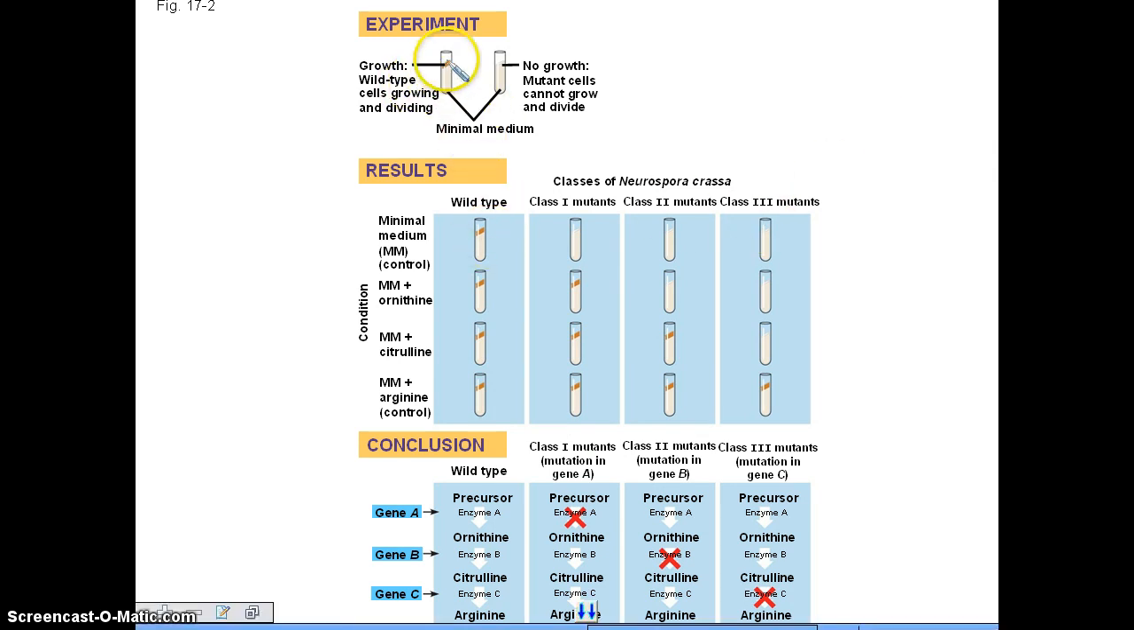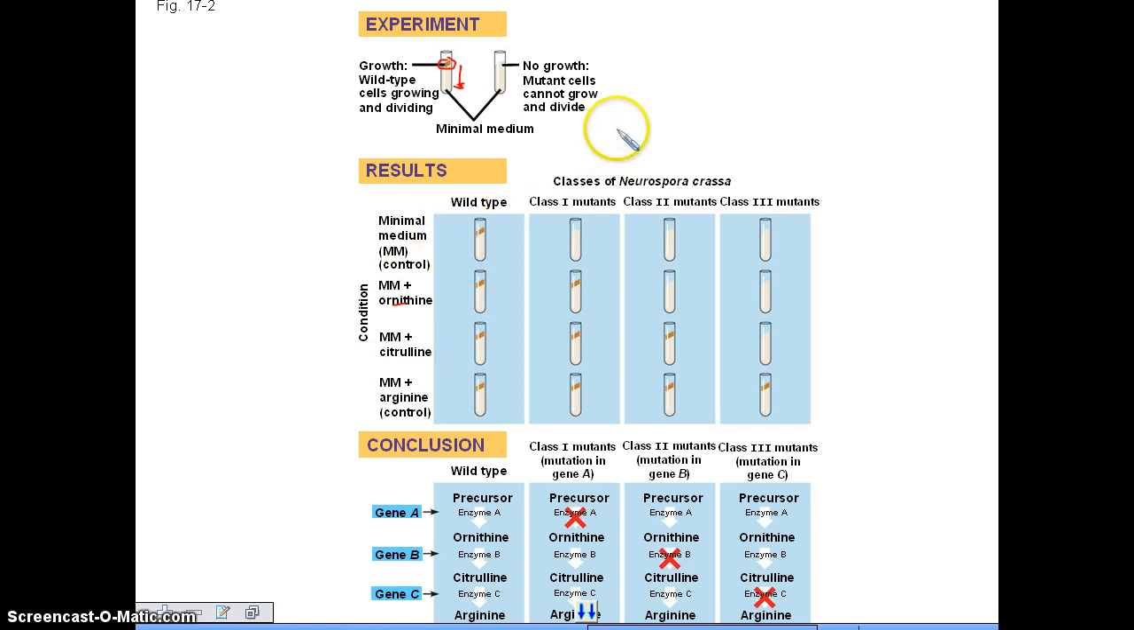The idea is these molds, or mold spores, can grow in what's called a minimal medium. It's like an agar or a jelly-like substance that has nutrients in it. So the wild type mold spores could grow in the minimal media. So they could basically assemble and produce their own amino acids and then create their own protein products. So the wild type could grow in minimal medium, as well as this minimal medium with specific amino acids added.